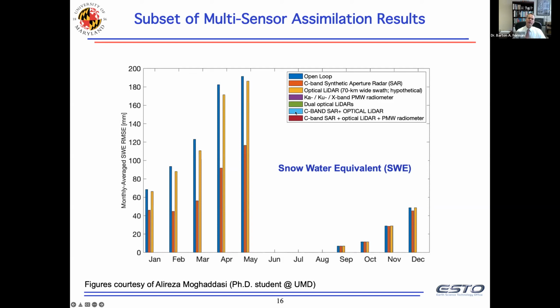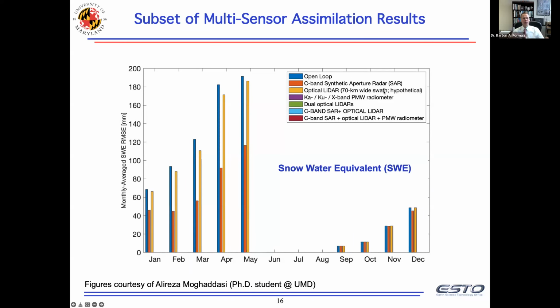Let's run another experiment. Different sensor. Let's take an optical LiDAR, a single LiDAR, and in this case, we're using a 70-kilometer wide swath. This is hypothetical. This does not exist. I do not think we would ever launch something like this. The power requirements would be so great that we would need so many amplifiers that it would be just too heavy. It would be cost prohibitive.